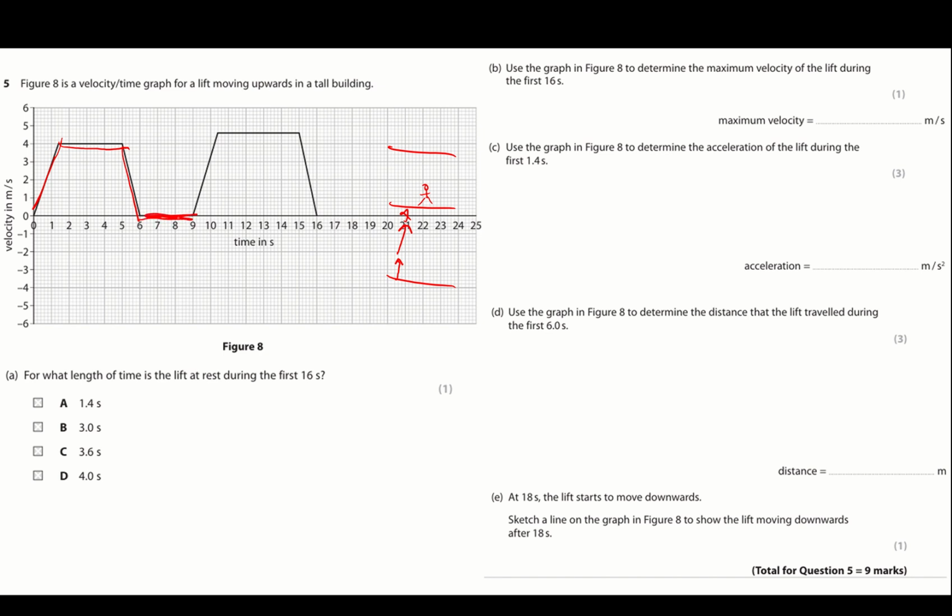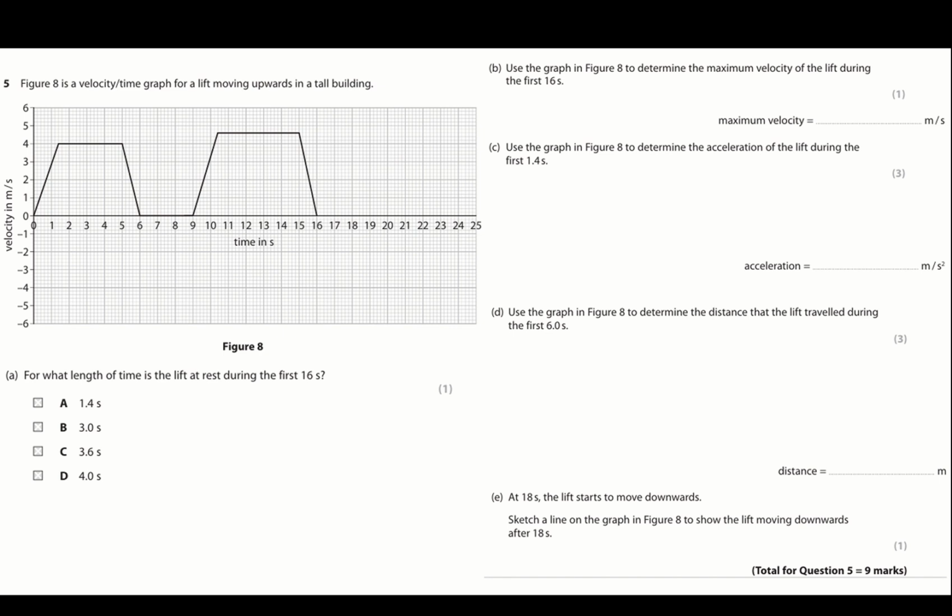Then it has a period, this is where the people are exiting, then it goes up again, it accelerates, it then moves at a constant speed, and then decelerates. Okay, so just to get you to picture that, because they love an example of a lift to try to catch you out, because you see things moving up and down and you think that's what the lift is doing.